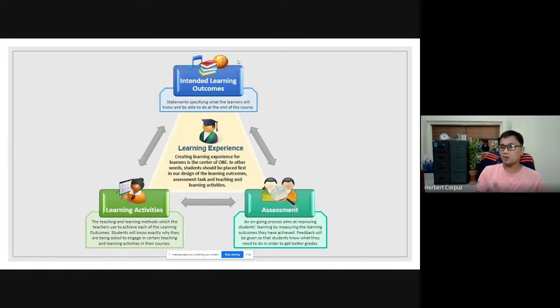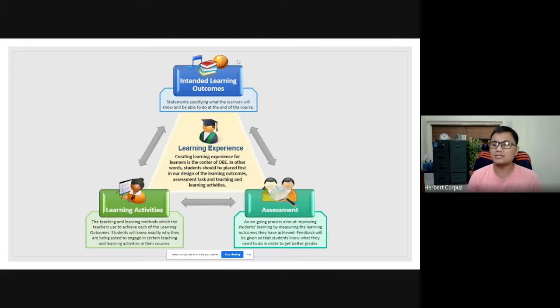I would like them to show, I would like them to perform. Okay? Now, after identifying this intended learning outcome, then I have to ask myself, what should I ask them to do to check whether they are meeting the intended learning outcome? That is what we mean by assessment. It is an ongoing process that aims at improving students' learning by measuring the learning outcomes they have achieved. Feedback will be given so that students know what they need to do in order to get better grades.